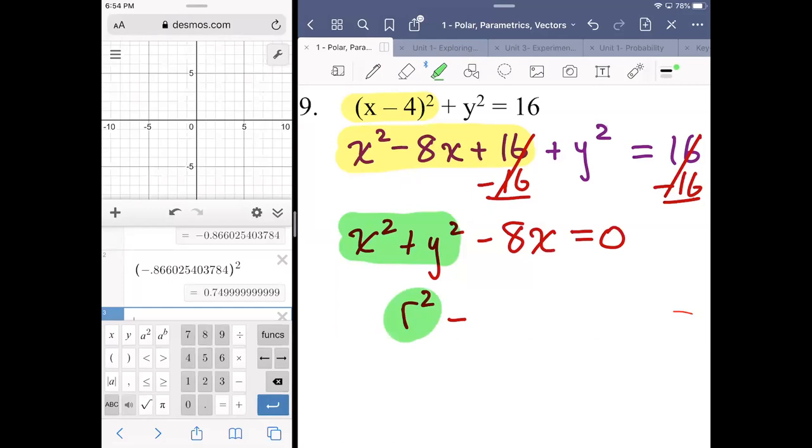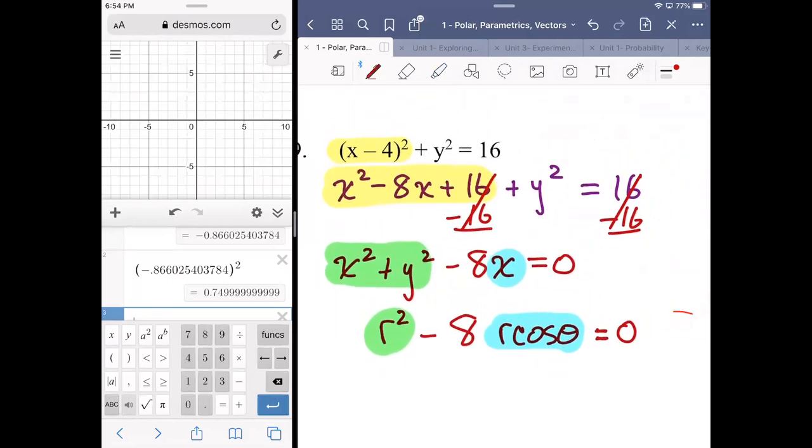We have another relationship that we can latch onto here, and that is that x is equal to r cosine theta. So let me highlight that, and then I'll bring the 8 down along for the ride. So I now have an equation that's solved for 0, but it's in terms of r's and thetas rather than being in terms of x's and y's.